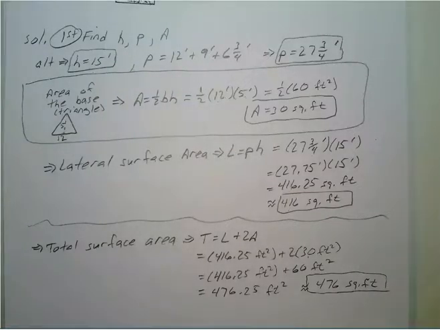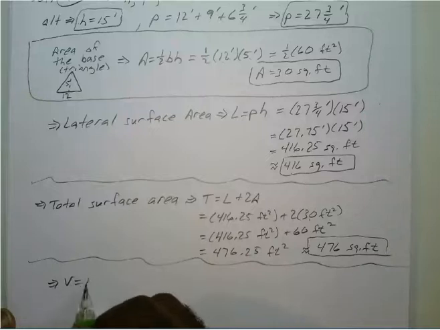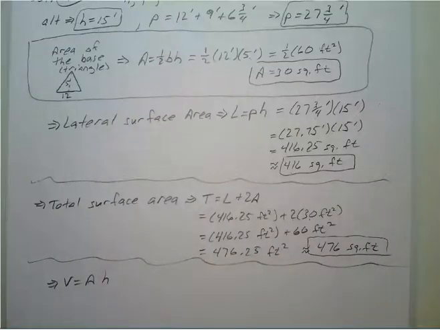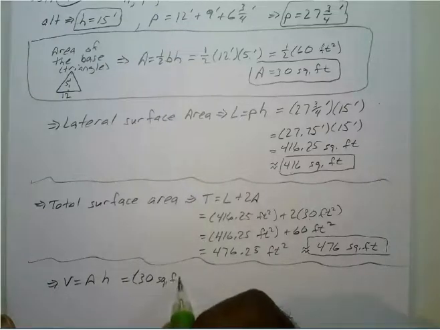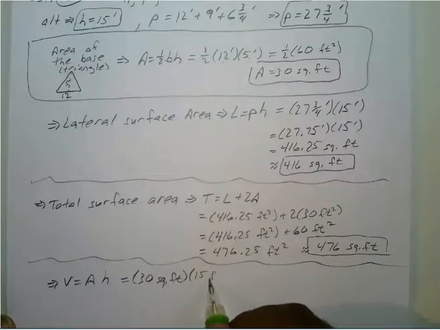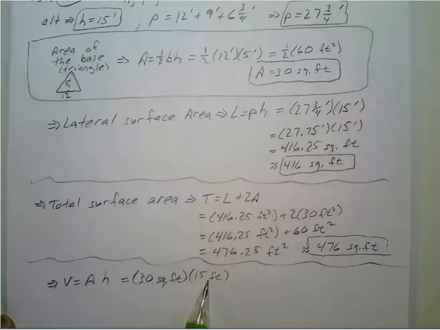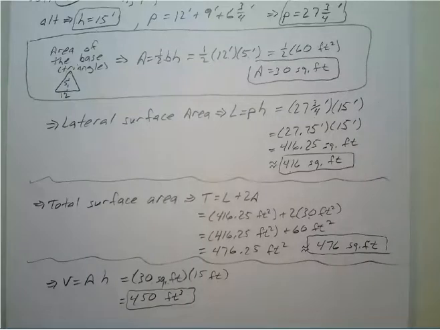Now we look at the volume. So let me separate that. Now our volume equals the area of the base times the altitude. Okay, so the area of the base, we know that's 30 square feet. Times the altitude, we know that is 15 feet. Okay, so 30 times 15 is 450. And square feet and feet is cubic feet. And that is our volume.